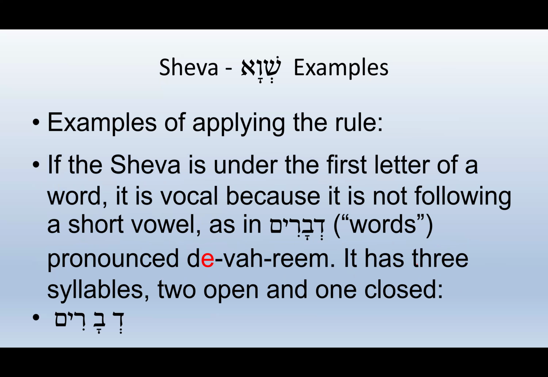Okay, if the Shva is under the first letter of a word, it is vocal because it is not following a short vowel. We looked at devarim. De, va, rim. Devarim, words. It has three syllables, two open, one closed. Open, open, closed. Devarim.